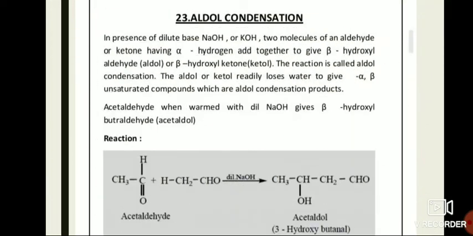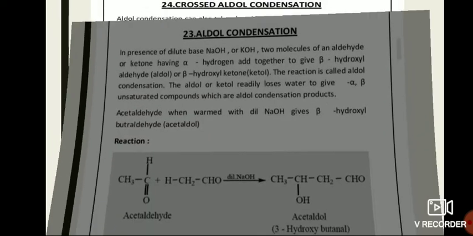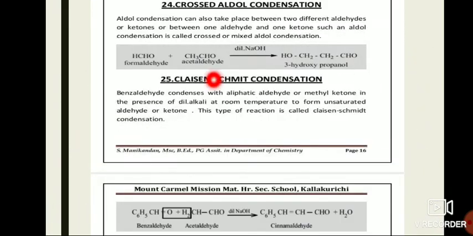Next one, aldol condensation reaction. Two molecules of acetaldehyde react in the presence of dilute NaOH to form acetaldol. Crossed aldol condensation. Formaldehyde reacts with acetaldehyde in the presence of sodium hydroxide to form one side alcohol group, another side aldehyde group. Therefore, 3-hydroxypropanal. Next one, Claisen-Schmidt condensation. Benzaldehyde reacts with acetaldehyde in the presence of NaOH, with removal of water, to form cinnamaldehyde.